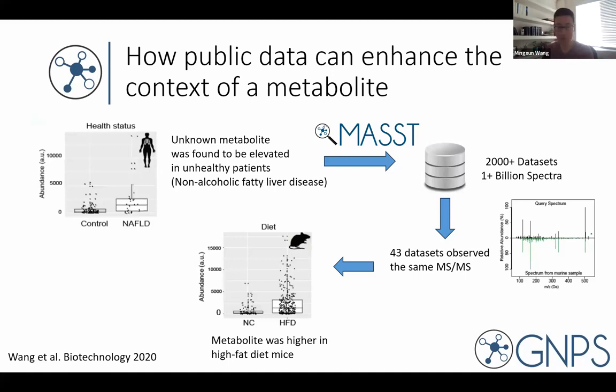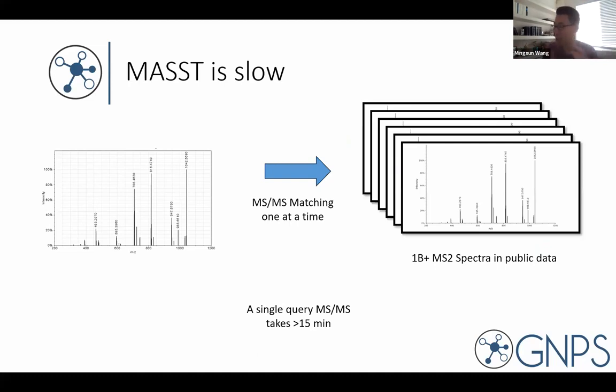Okay, so that's one example. There are hundreds of examples now of people applying this tool. But the most basic intrinsic operation that we have to do in order for MASST to work is that we have a single tandem mass spectrum, for example here on the left, and we have over 1 billion public tandem mass spectra here on the right. And so again, the most basic operation is a spectrum similarity, like a cosine similarity, between our unknown spectrum versus all public mass spectrometry data on the right.